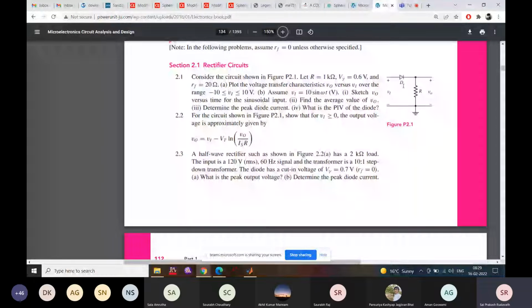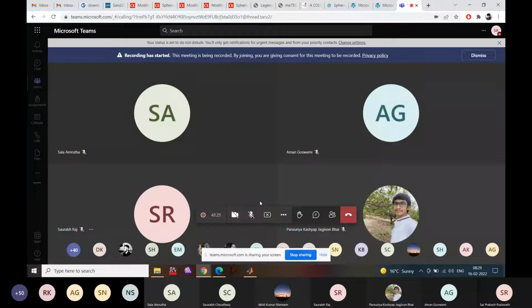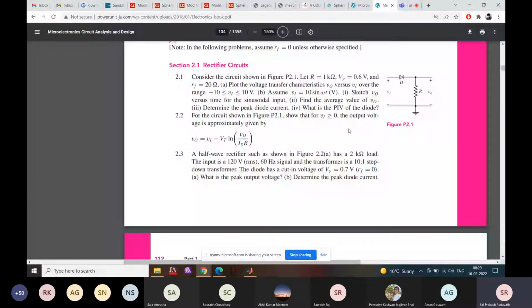So there is a diode here, D. Suppose it is considered in two cycles, from -10 to 0 and 0 to 10. There will be a negative cycle and a positive cycle. 0 to 10 volts is the positive cycle. So we'll try to increase voltage from 0. Just wait. Okay, so we increase the voltage from 0 to 10 volts.